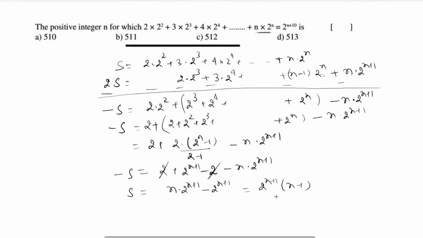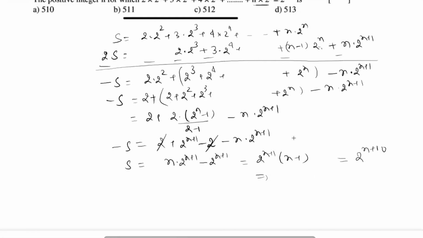Now they are saying that this is actually equal to 2 to the power n plus 10. They are saying, for what values of n will that be equal. So we'll just divide it first to make it easier. This will be n minus 1, and this will become 2 to the power n plus 10 divided by 2 to the power n plus 1, which then becomes 2 to the power 9. So this will become 512, and then plus 1, so this will become 513.